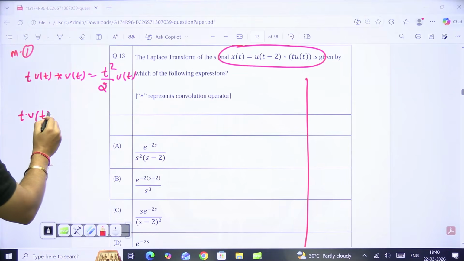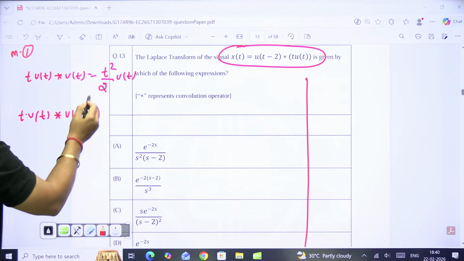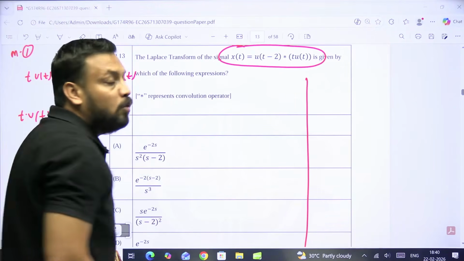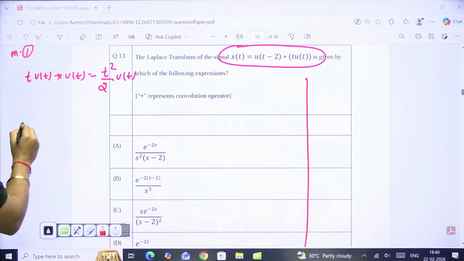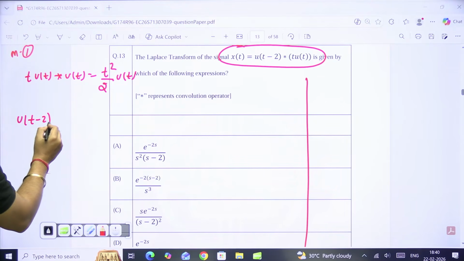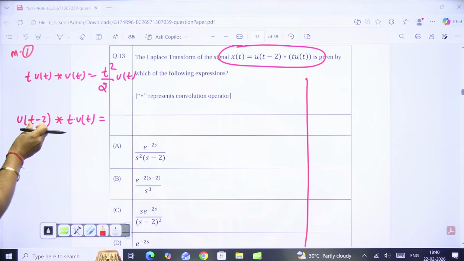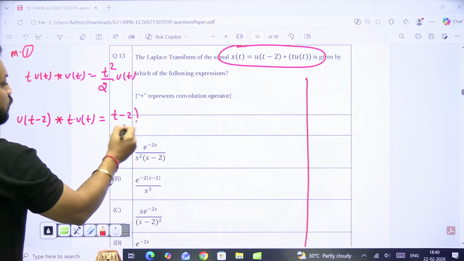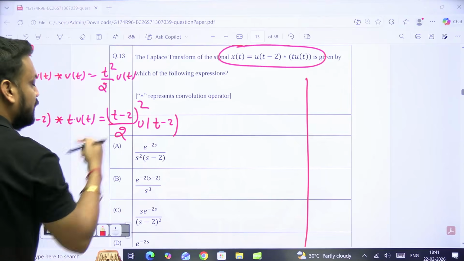तो t u(t) convolution with u(t minus 2) दिया है उसने, because ये convolution जो होता है वो commutative होता है। तो चाहे मैं पहले इसको लिखूं चाहे इसको लिखूं, कोई दिक्कत नहीं। अगर आप question को exact लिखना चाहते हो तो ऐसा लिख लो, u(t minus 2) convolution with t u(t)। The final answer क्या आना चाहिए, because shifting factor यहाँ भी reflect होगा, so it will be (t minus 2) whole squared divided by 2 into u(t minus 2), ऐसा कुछ आ जाएगा.